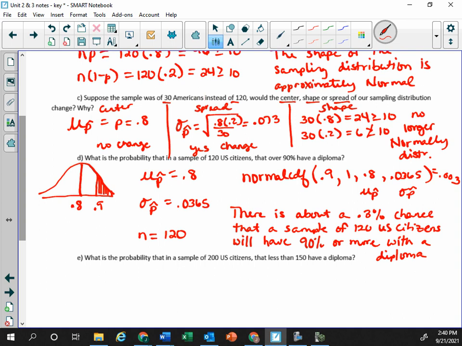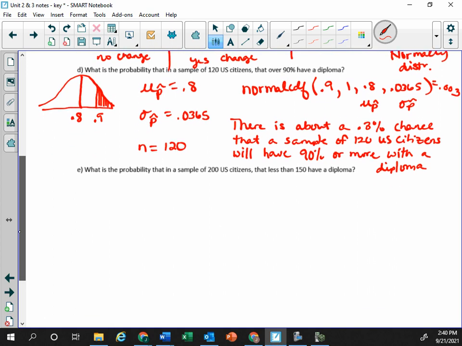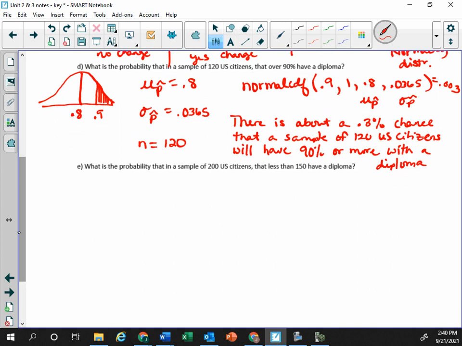Okay, let's try E, and this will be the last one we'll do today, okay? So our sample size changed. And you have to think about what this means. Like in the last one, I told you over 90% have a diploma. I'm not giving you the percentage here. You guys think about what this percentage would be. Less than 150 out of 200 have it. What is that percentage?